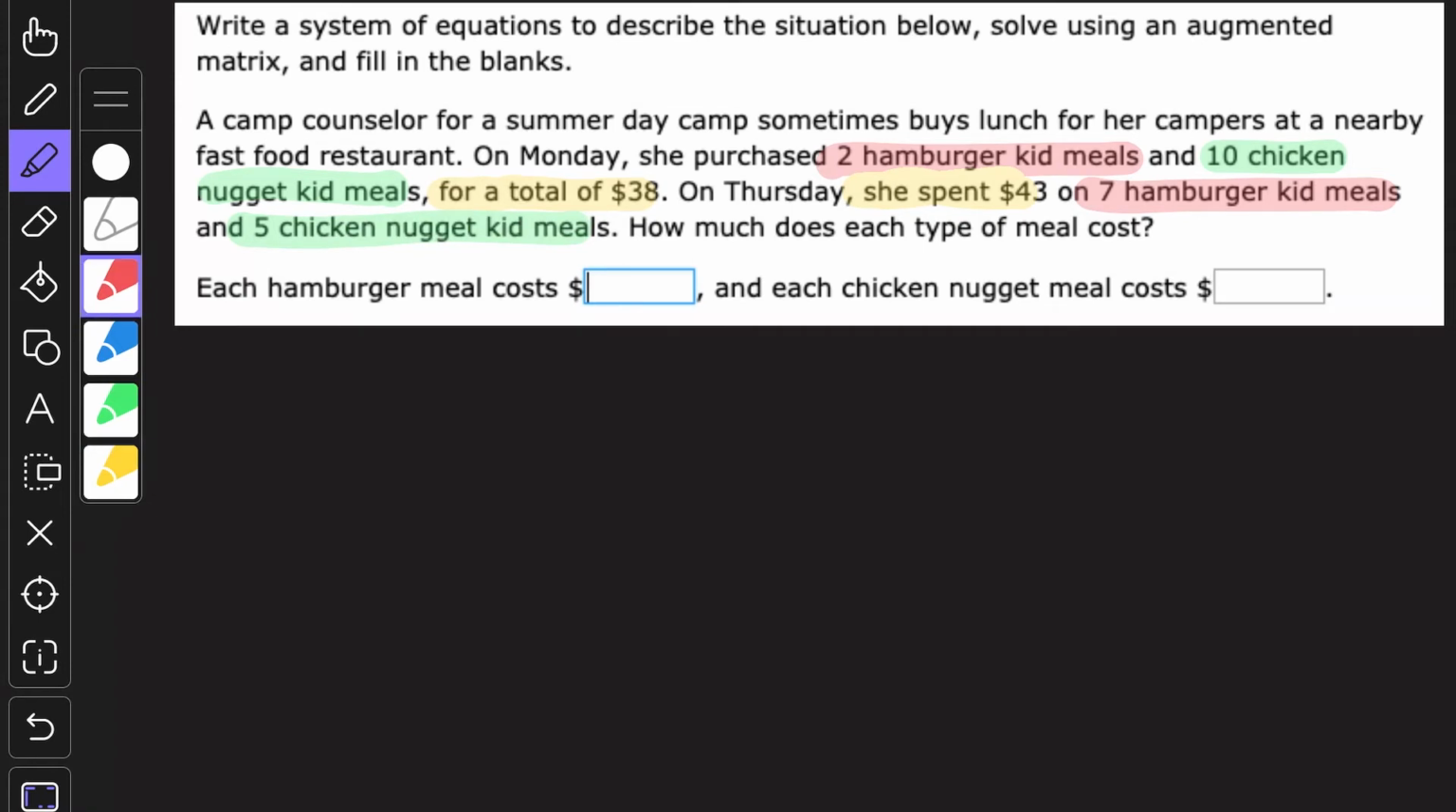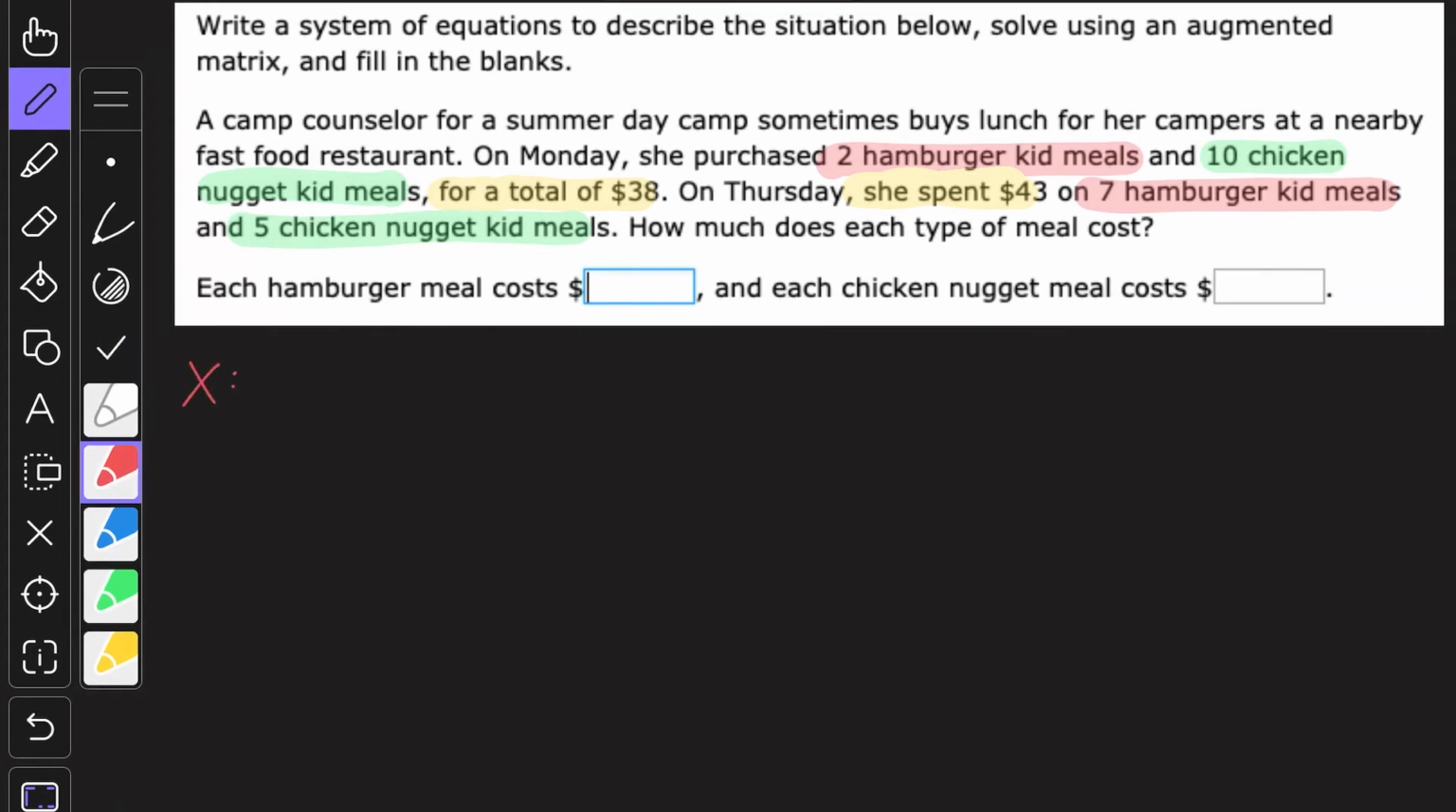So if we think about that, x would be the hamburger meals. Again, it's not the number of them, but the cost. And then y would be the chicken nugget meals. Again, not the number of them, but the cost.